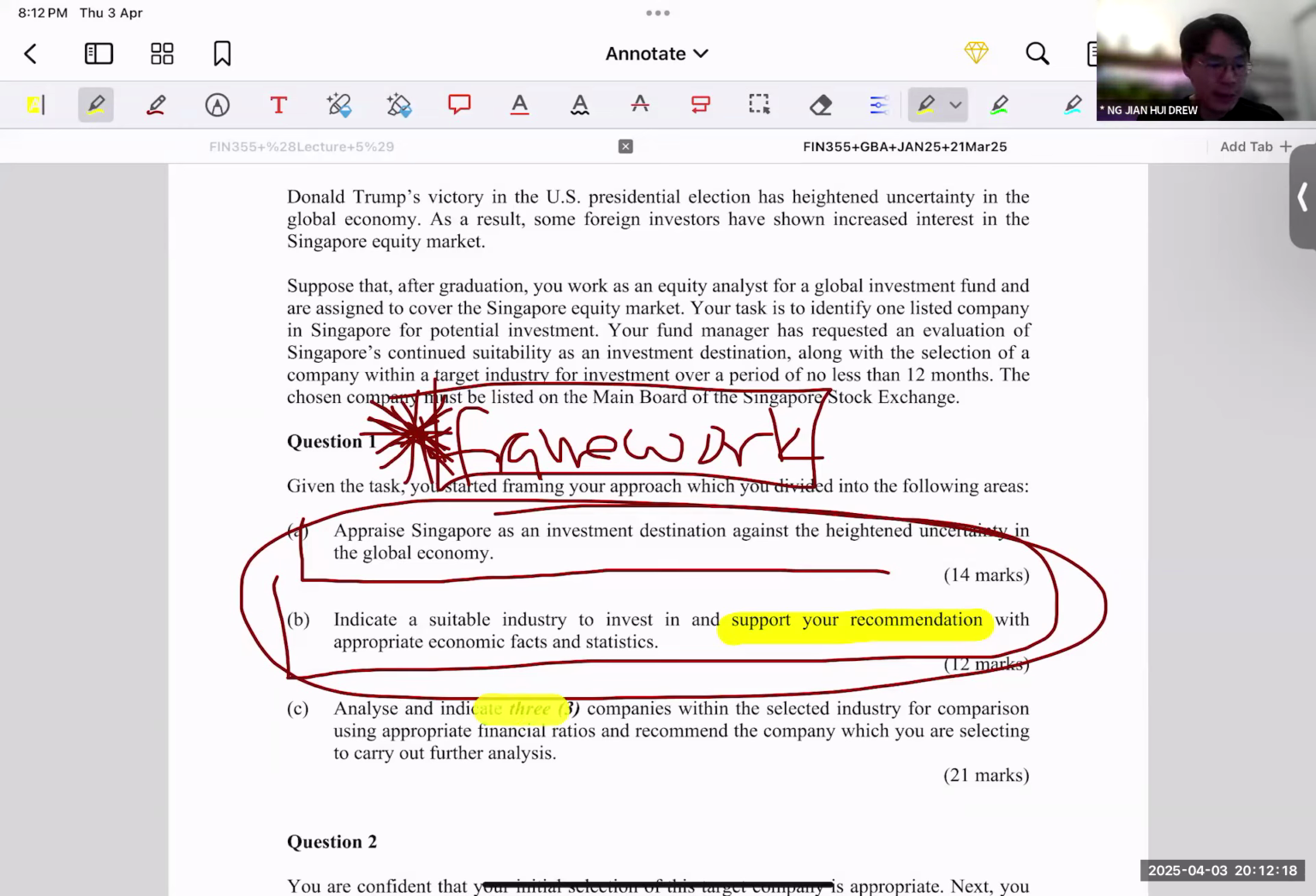For part C, three companies. I want to emphasize again, some of you emailed me asking whether the three companies need to be listed on the SGX. The answer is no. Why? If you take the example of SIA, if you want to analyze SIA, there's only one listed company on SGX, SIA, and there's nothing else. So you can compare it with other companies that are listed on other stock exchanges.